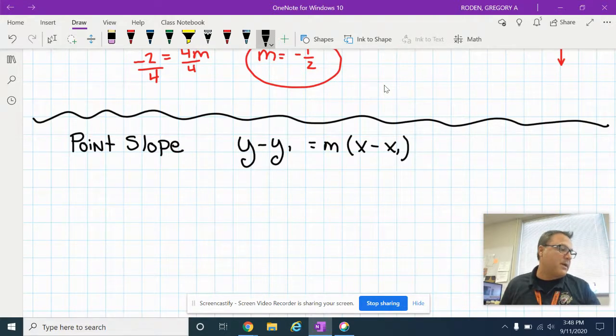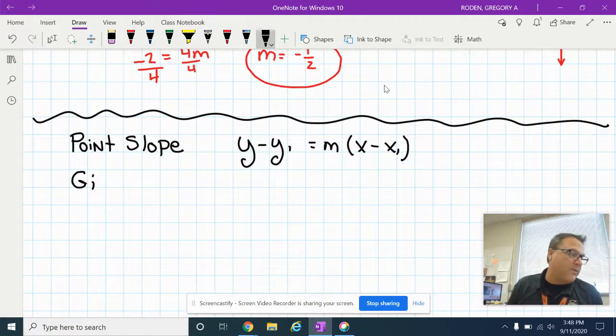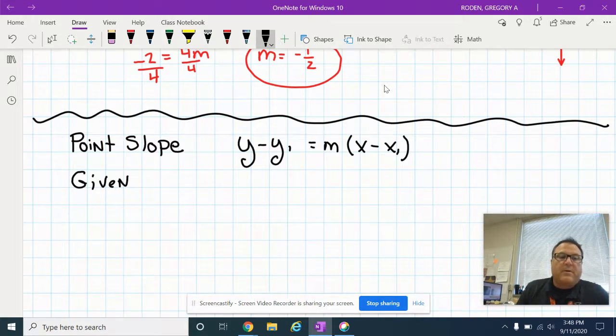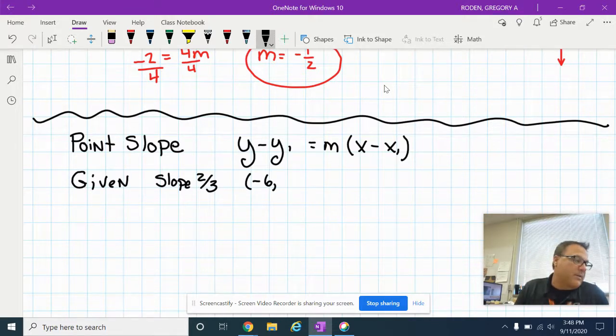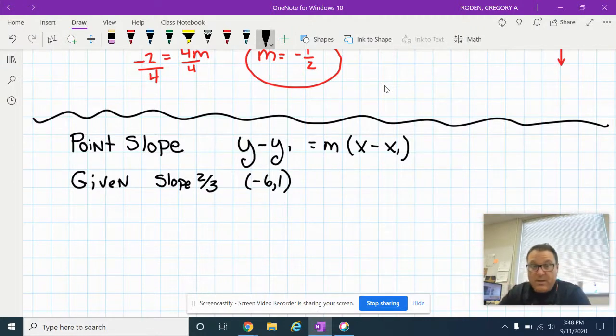We'll do a couple examples in point slope. Let's say we want to write an equation in point slope form, and we're given that our slope is 2/3. So our slope is equal to 2/3. And they give us a random point. Let's just say we know this random line goes through (-6, 1), and we want to write it in point slope form. All right, let's give it a try.